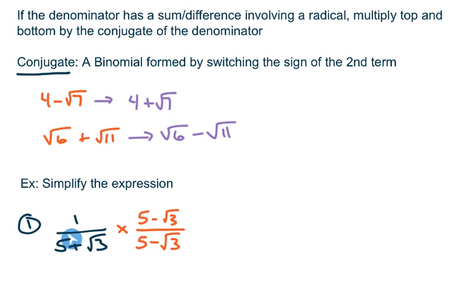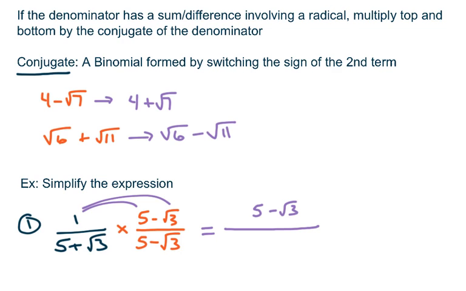We're multiplying this original fraction by 1. We're not changing its value, we're simply changing its appearance. On the numerator, what we're going to do is distribute. We're going to take 1 times 5 and 1 times negative square root of 3, because we're taking this numerator times this numerator, which is going to be pretty simple. It's going to be 1 times 5 is 5, and 1 times negative square root of 3 is negative square root of 3. Pretty straightforward.